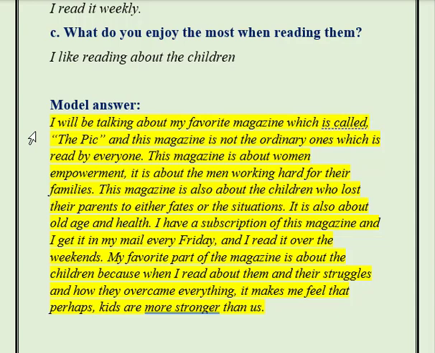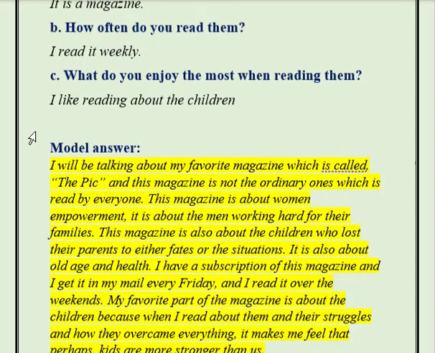I have a subscription to this magazine and I get it in my mail every Friday and I read it over the weekends. My favorite part of the magazine is about the children because when I read about them and their struggles and how they overcame everything, it makes me feel that perhaps kids are stronger than us. Than the adults, that's what I meant. Okay, anyway, let's move on.